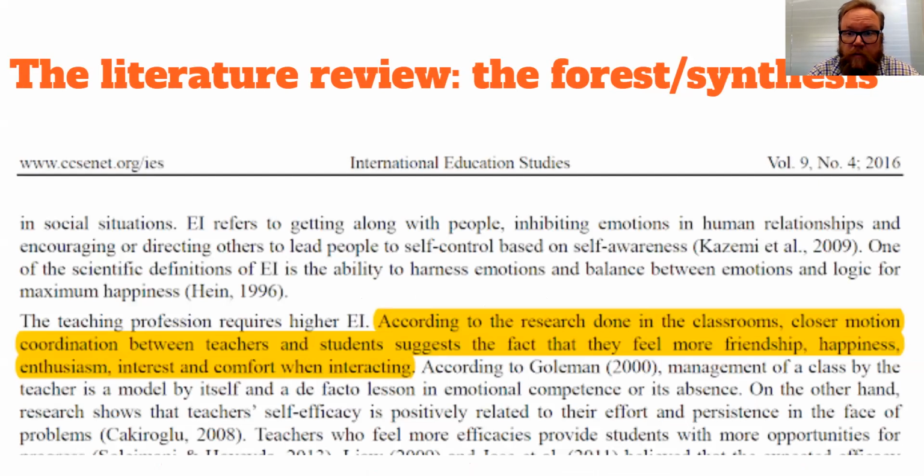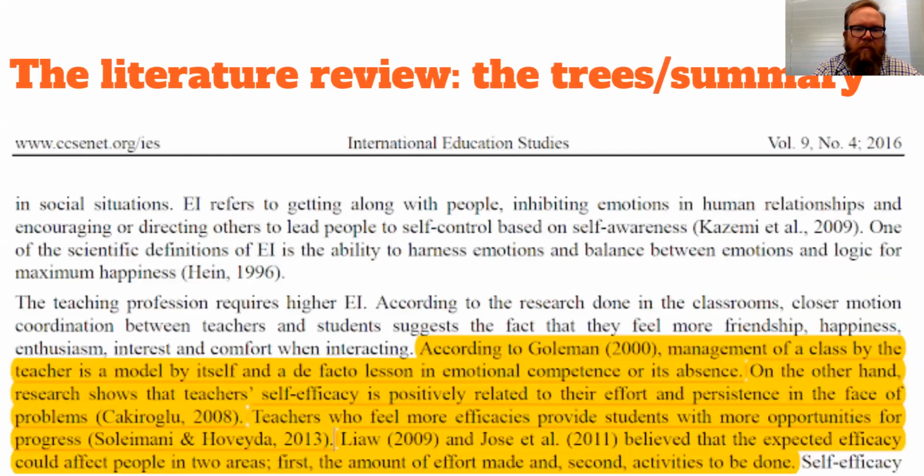Getting into the forest piece, the synthesis piece of this, the yellow portion highlighted here is what I mentioned earlier. So according to the research done in the classrooms, closer motion coordination between teachers and students suggests the fact that they feel more friendship, happiness, enthusiasm, interest, and comfort when interacting. And so this is one sentence that characterizes a lot of different articles. So in the yellow portion that we looked at before, that sentence sets the stage for the information from all of these, looks like 5 different articles.